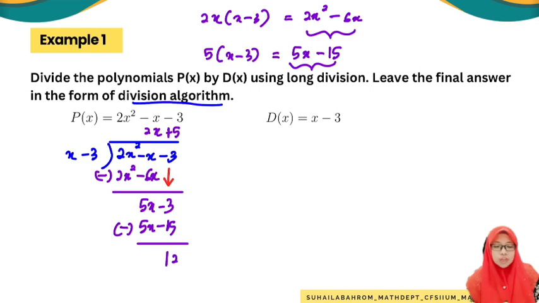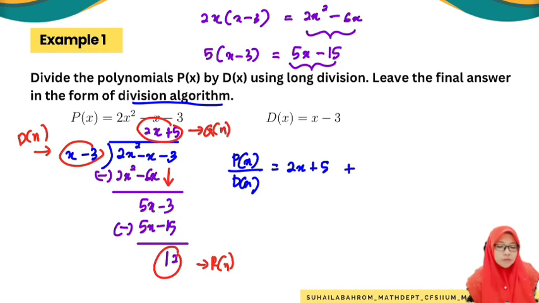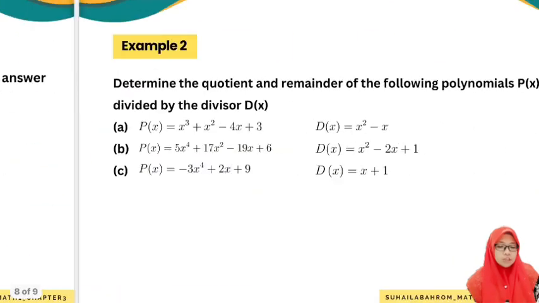So when we rewrite in terms of the division algorithm, our p(x), when you divide with any divisor, you will get equivalent to, so this is our quotient, this is our remainder, and of course this one is our divisor. So we can rewrite in terms of the algorithm as the quotient 2x plus 5, plus the remainder 12 over the divisor x minus 3. So this is what we call a division algorithm.